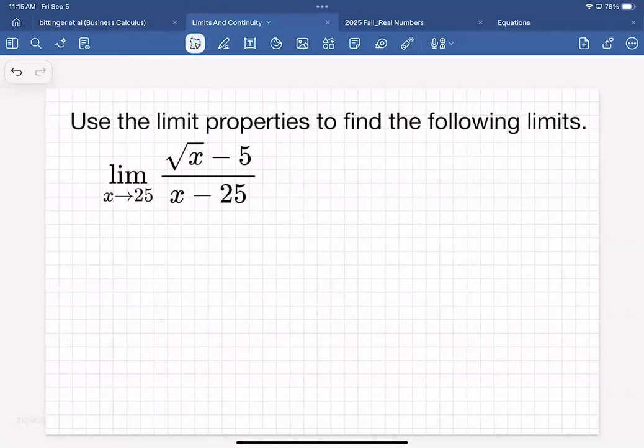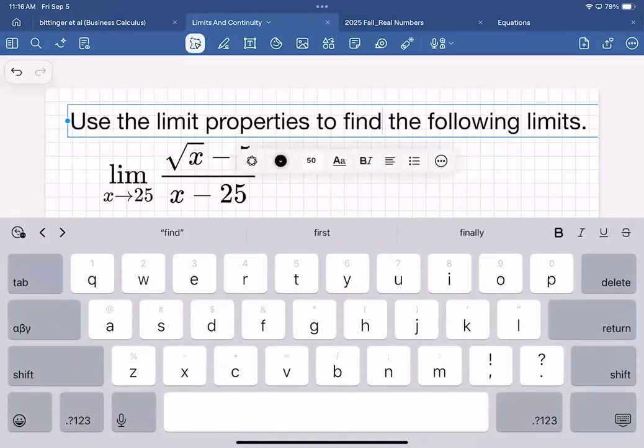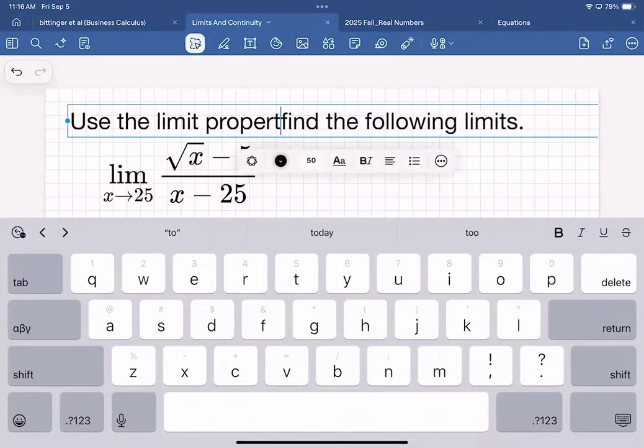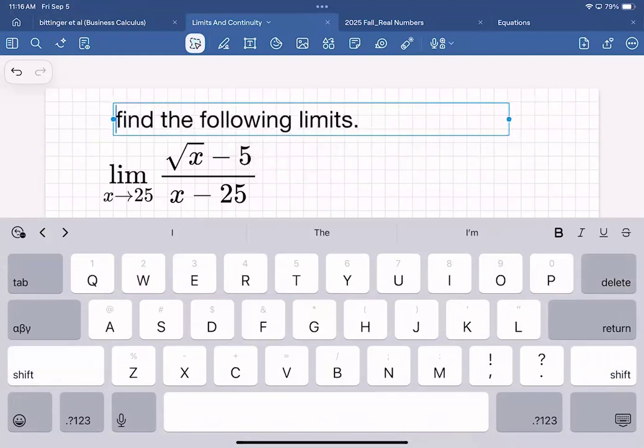All right, so as we look at this next one here, it says use the limit properties. We're just trying to find the following limits. I didn't mean to put the properties on this one. We're just trying to evaluate the following limit. I just copied, not thinking about it. Sorry, y'all.